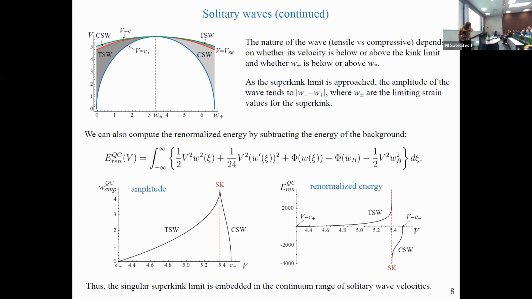But if you choose W plus to be above the inflection point, then it's the other way around. You first see compressive waves and then you see tensile waves. You can also plot both the amplitude and the so-called renormalized energy of the waves. The reason we renormalize is that, with a generally non-zero background, the energy is infinite, so you have to subtract the energy of the background.